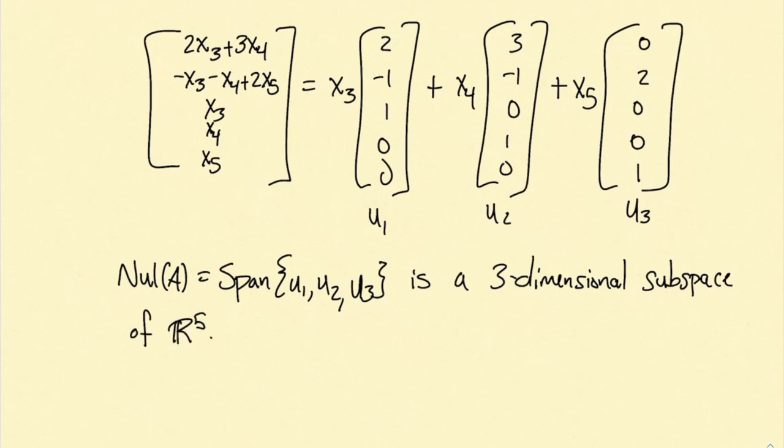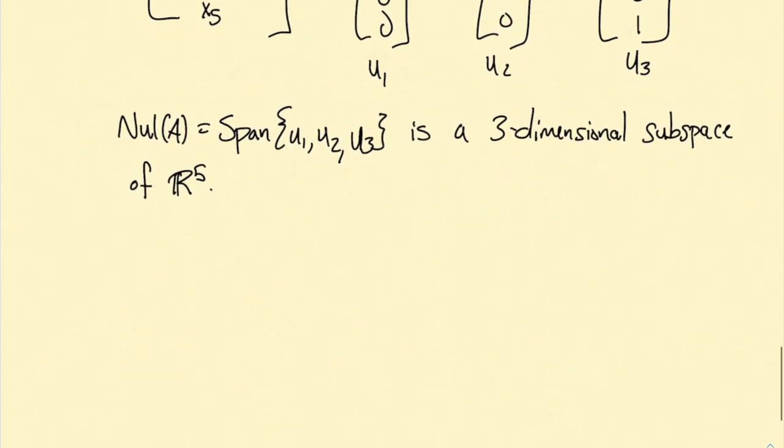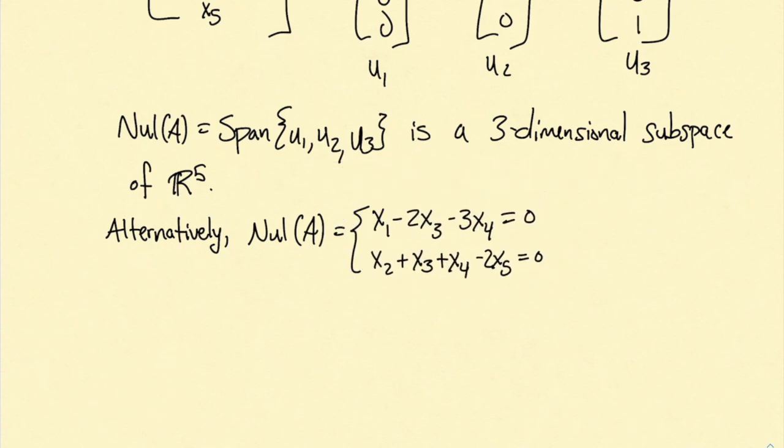Alternatively, you can think about the null space of A as the set of vectors, or as the set of points in R5, since we have a tendency to identify those, whose coordinates satisfy the two equations x1 minus 2x3 minus 3x4 is equal to 0, and x2 plus x3 plus x4 minus 2x5 is equal to 0 as well. And note here that these are simultaneously true. So the vectors have to satisfy the first equation and the second equation.